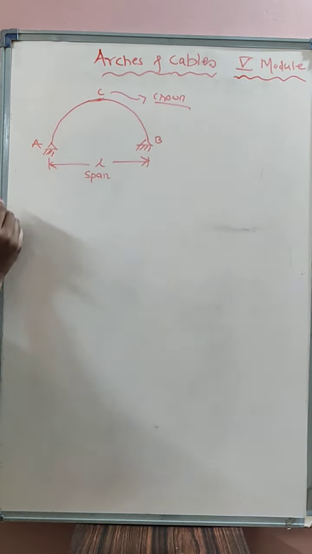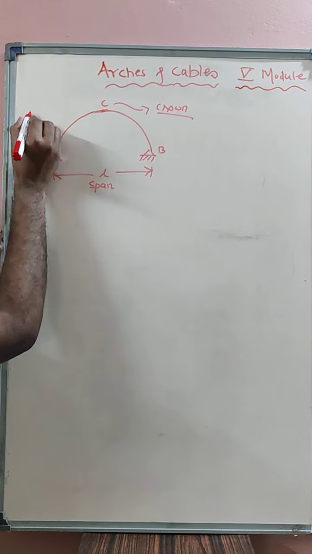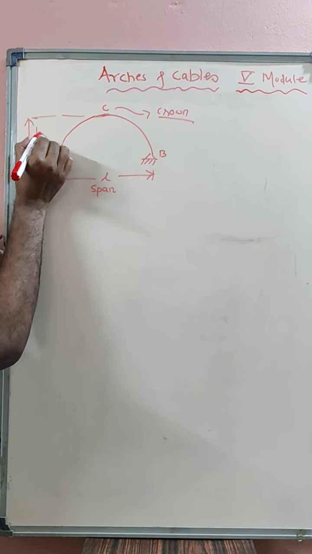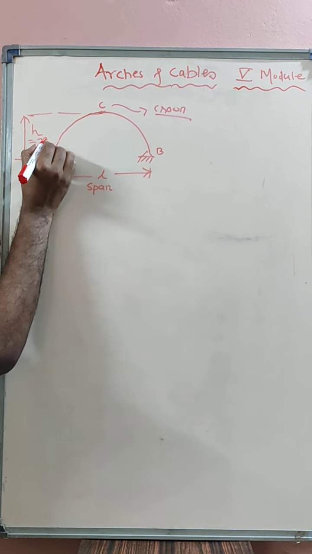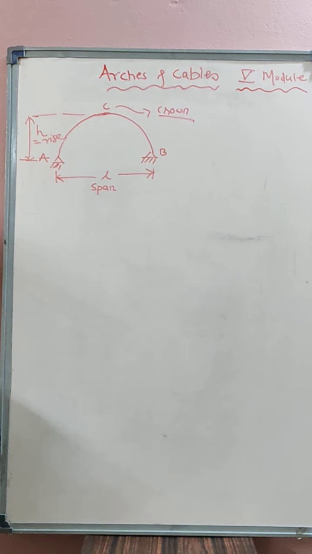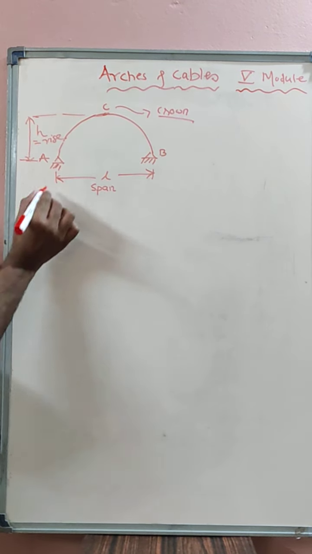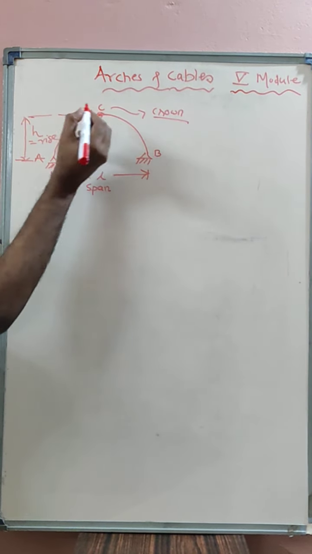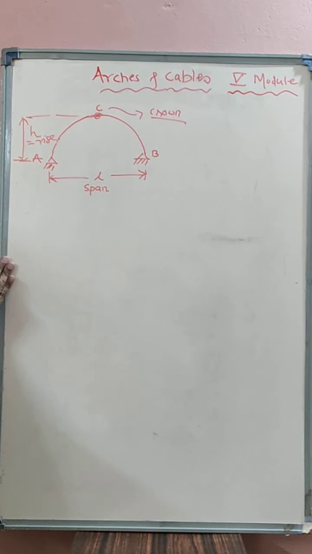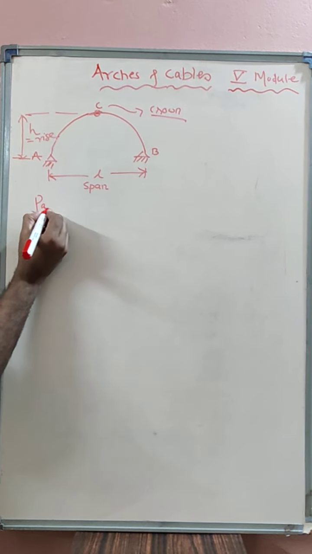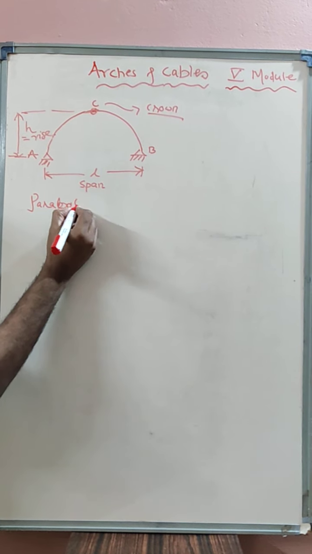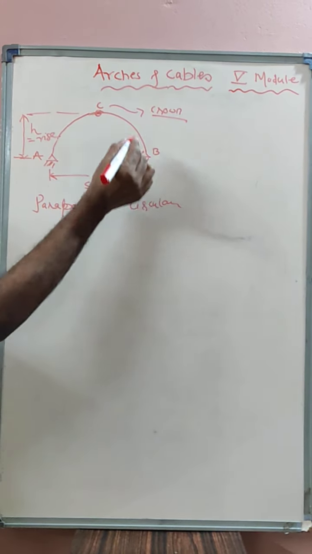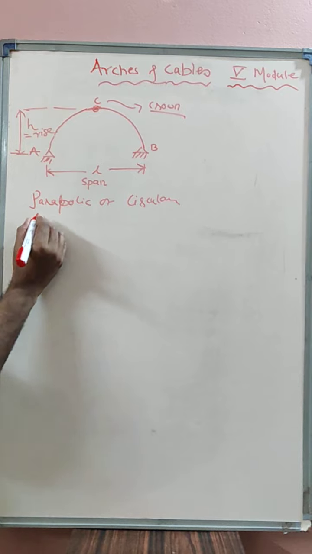So this is the topmost point, crown of the arch, and the vertical distance between the crown and the support is known as H. It is symbolized as H. It is the rise of the arch, sometimes capital H or small h. So this is an arch. Right now this arch is a 2-hinged arch. If you provide another hinge at the crown, then such an arch is called a 3-hinged arch. And this arch can be parabolic or circular. That means the shape can be parabolic shape or it can be circular shape. So this is very interesting.